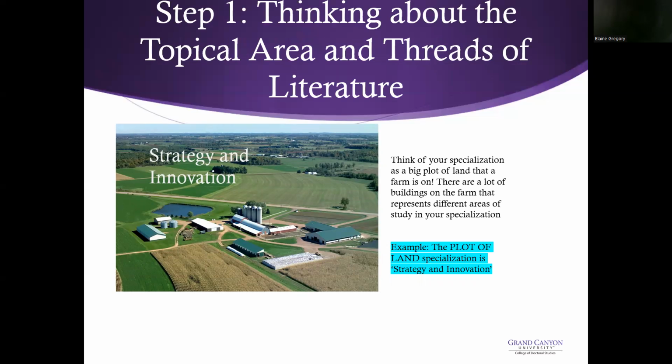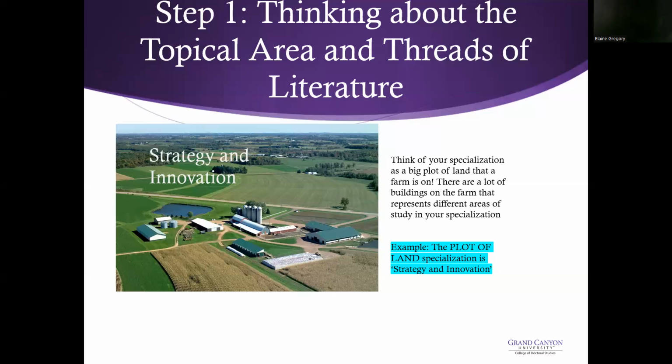So when I am processing the idea of going from the literature of your topical area down to the gap or the problem statement, I try to do something visual, and my favorite visual is to look at this like a big plot of land. So, say your area of specialization in education is K through 12. Your plot of land is K through 12 studies. In this example, I'm going to use the idea of strategy and innovation as the big plot of land. And when we look at a big plot of land, a farm, there's going to be a lot of buildings on that farmland that represent different areas of study in your specialization.